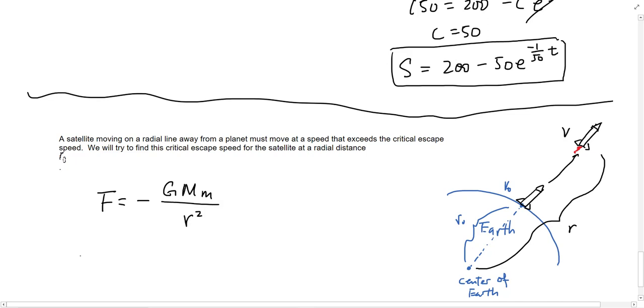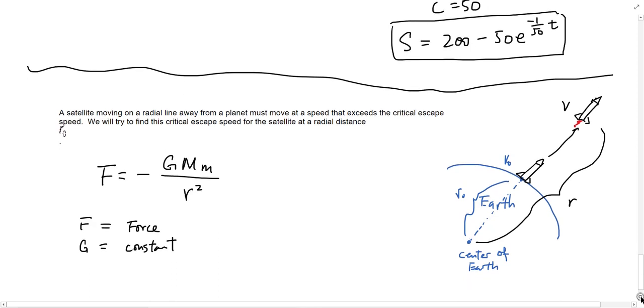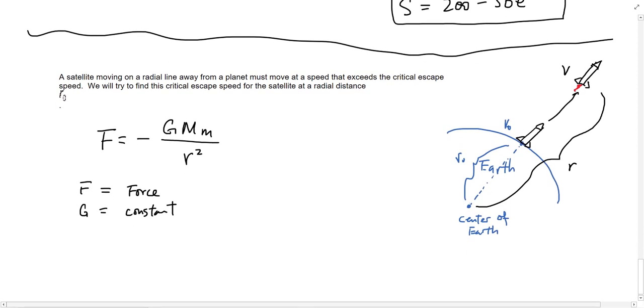In this expression, F is our force, which is what holds things onto Earth. G is the gravitational constant. I have no idea what this number is. I usually have to look that up. Some of you might know it off the top of your head, but I don't. But it is some kind of constant, the gravitational constant.